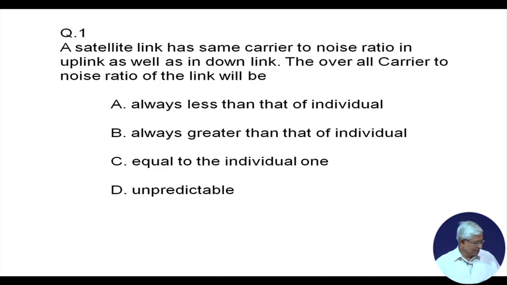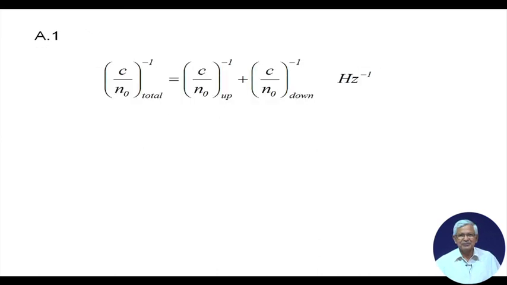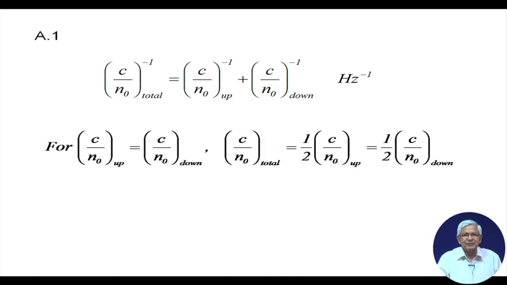So, let us see, this is a simple thing. The concept wise, the answer, if you recollect, C by n total, inverse of that is a parallel combination of C by n naught up inverse plus C by n naught down inverse. Now, these C by n's are all in ratio, and since it is n naught, Hertz is the unit, inverse of Hertz.